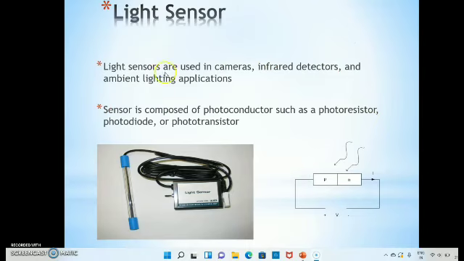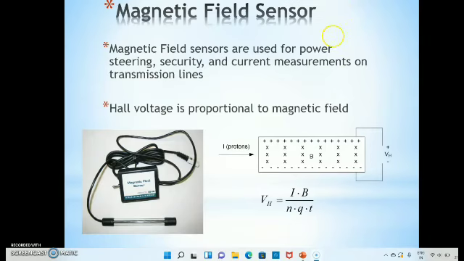Light sensor. Light sensors are used in cameras, infrared detectors, and ambient lighting applications. The sensor is composed of photoconductors such as photoresistor, photodiode, and phototransistor.